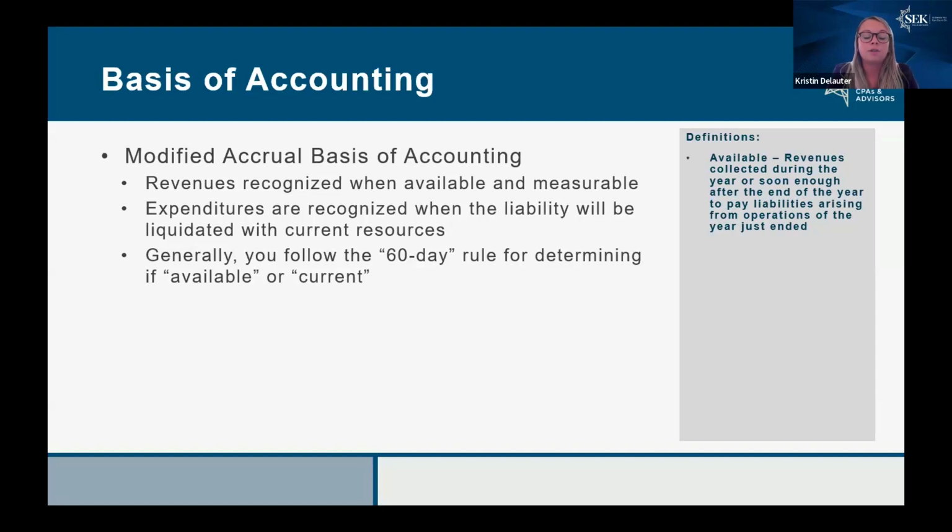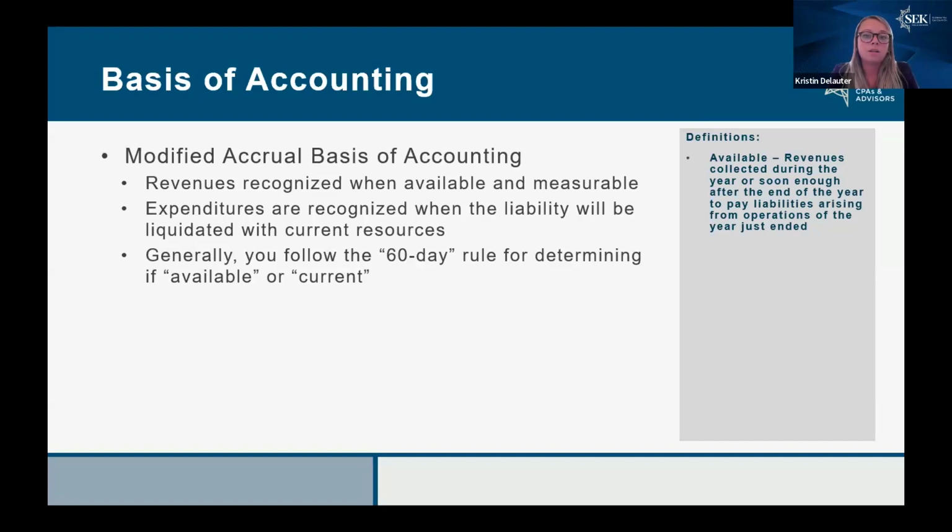So for a lot of our school districts, when you assess taxes during the fiscal year, if you're not receiving those revenues until after the end of the fiscal year, you would look at those first two month payments after the end of the year to determine which amount of those taxes should be recorded as a receivable and the related revenue.